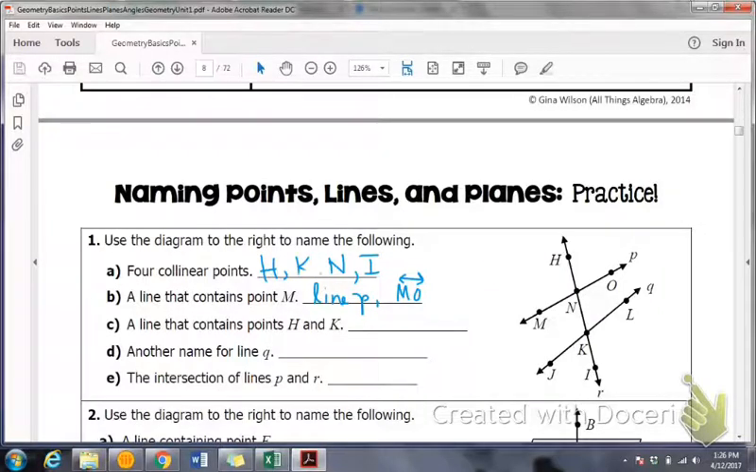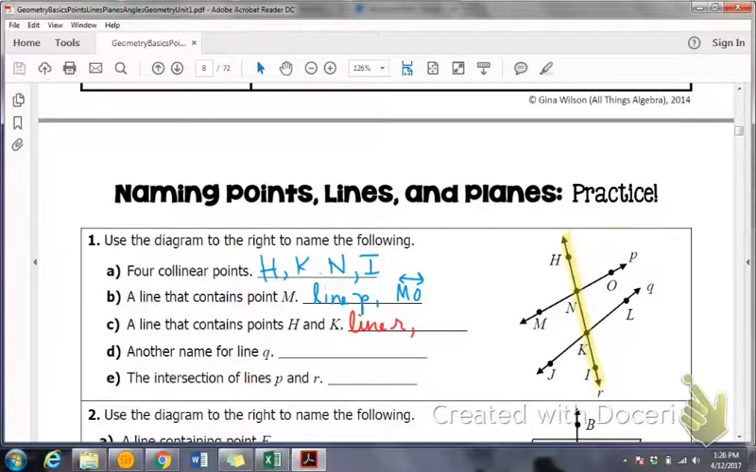All right, letter C, a line that contains points H and K. Kara, H and K. How could you name that line? Line R. Okay, you guys are going for the easy ones, huh? This line again, we could say that that's line R. Remember, we're going to write the word line, and then do your best with the cursive. I know cursive is not necessarily your thing, but do your best with the cursive.